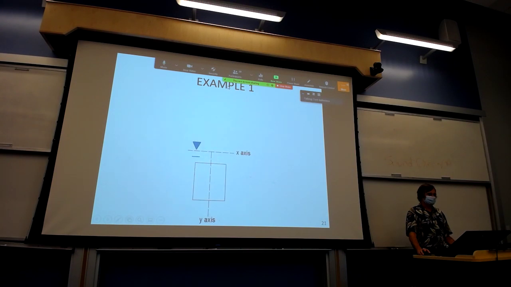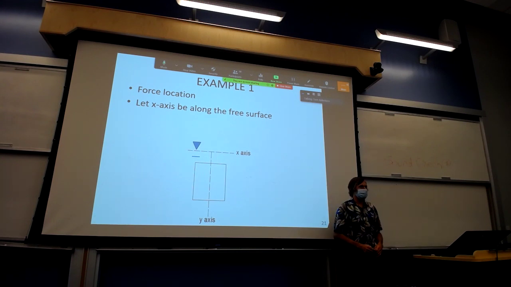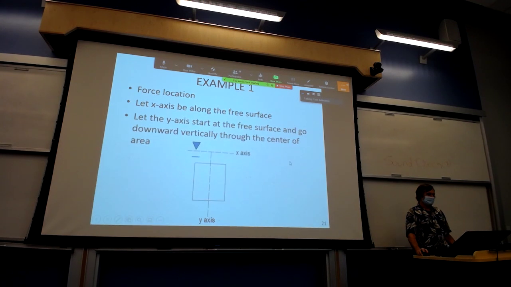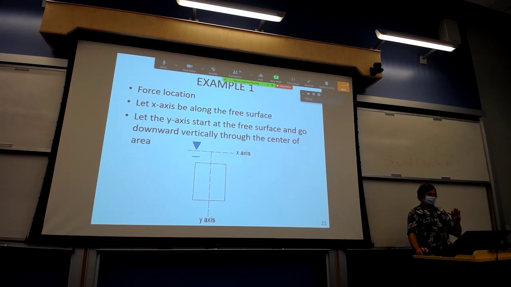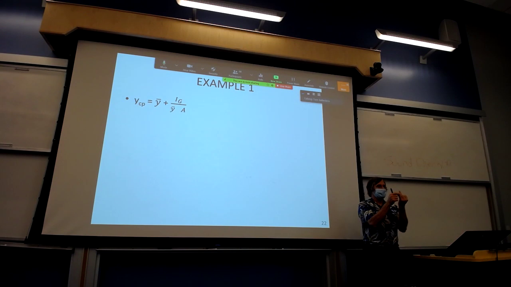Then let's keep going. So, we have the magnitude of the force. Now we need to know where it acts. So, let the x-axis again be along the free surface. That's 4 meters above the top of the gate. And the y-axis is going to start at the free surface, and it goes vertically downward, and we're going to have it go through the center of area. And there's a reason you know why we're putting it through the center of area. We just talked about it with the lateral location of the center of the force. So, to find the location, we always have to get YCP and XCP. XCP and YCP are the coordinates of where the resultant force acts.